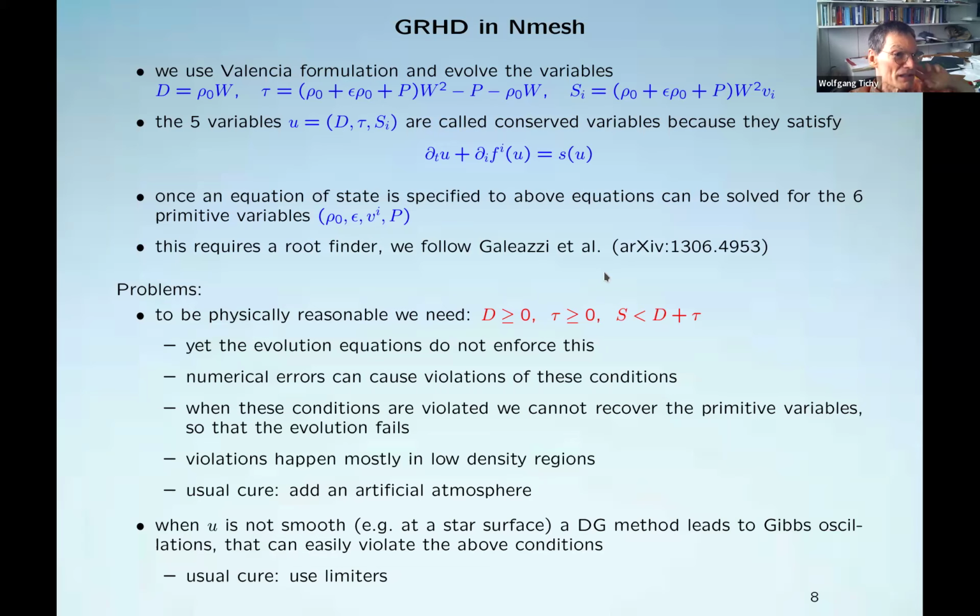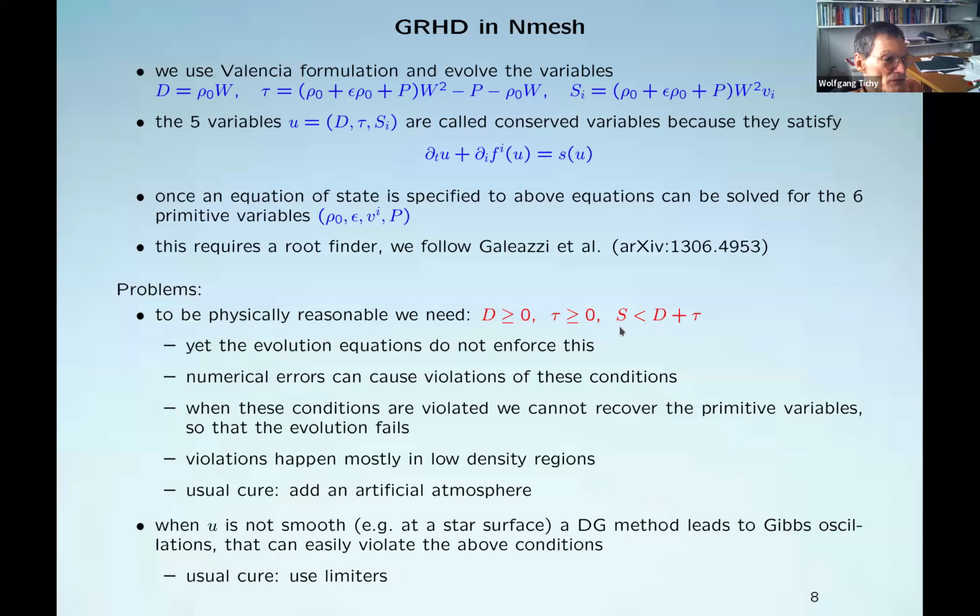But we follow this method by Galeazzi et al., and it actually works relatively well, except for some problems that we have, and that probably everybody has had. Because this root finder, or this inversion procedure where you go back to your primitive variables, which you do need, works only if the fields that we evolve are physically reasonable. For example, the evolved mass density should be positive, and the evolved energy density should also be positive. And there's also a relation on what the momentum density should be. The problem is that these relations that should be true are not exactly enforced by the evolution equations, and especially numerical errors can violate these.